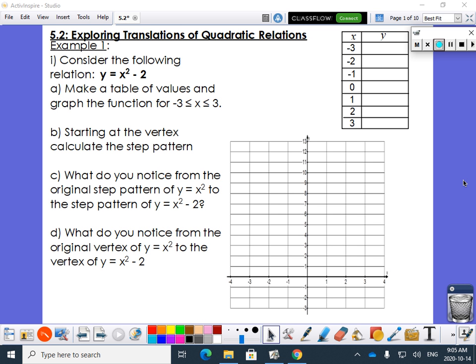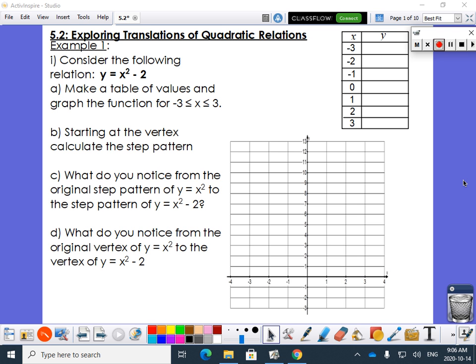Okay, so here we see y equals x squared minus 2. So again, we're going to be able to look at translations now. So shifts up and down, and then horizontal translations, the parabola moving left or right. Okay? So the first question here says, make a table of values and graph the function. Okay, so nothing's new there, right?